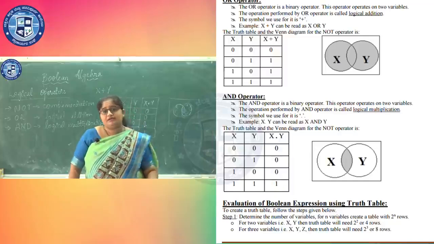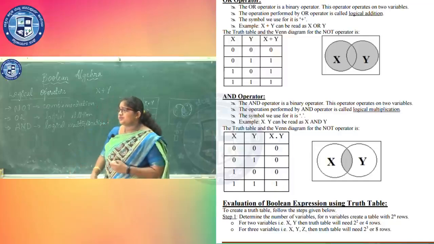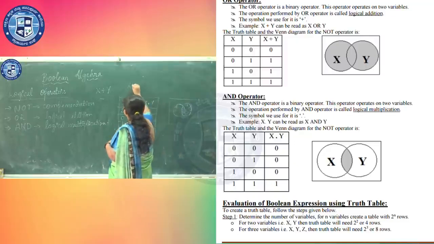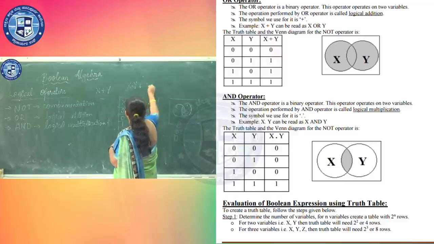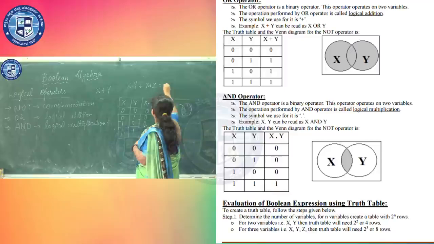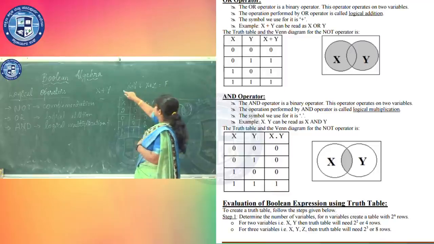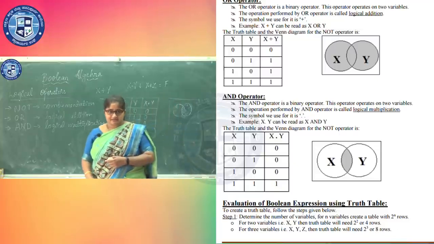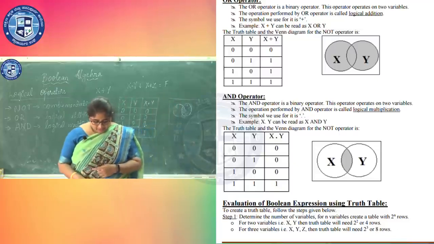How do you evaluate a boolean expression? Suppose expression, what do you mean by expression? Some values are there, x into y plus x plus z, that is equal to f. This is an expression or an equation. So how do you evaluate that? So look at the first step there.